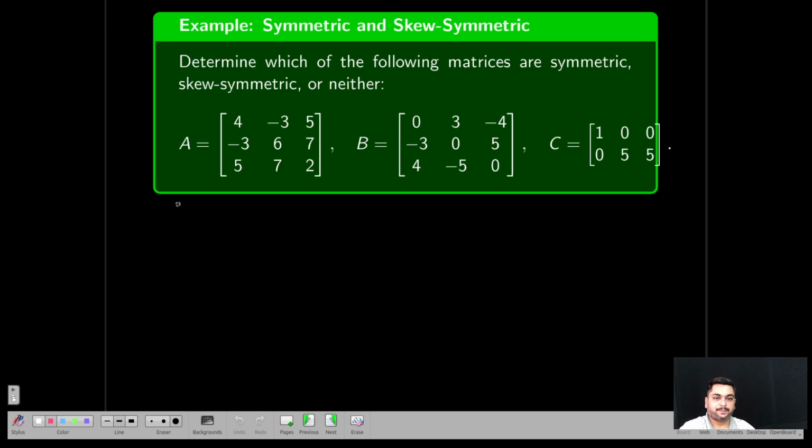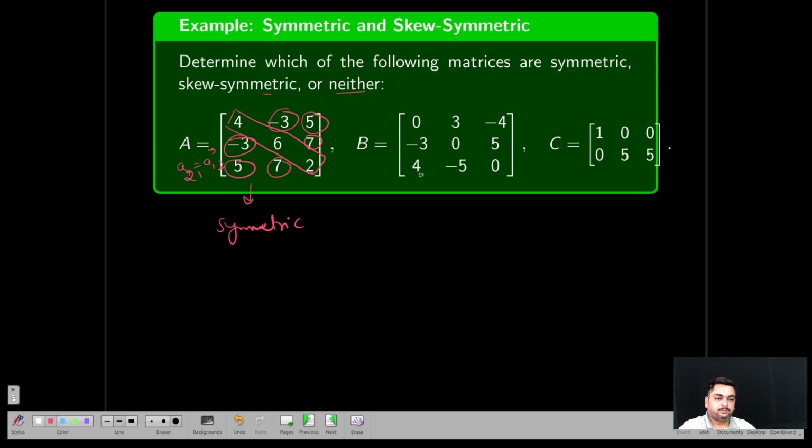Let us see an example. Determine which of the following matrices are symmetric, skew symmetric, or neither. Okay, so what is the symmetric condition? This is the principal diagonal. Either side of that should have the same element. That means this is A of ij, right? So A of 2, 1, second row first column, should be equal to A of 1, 2, that is first row second column. So this element and this element should be equal. This and this should be the same. So it is a symmetric matrix. It holds the properties of a symmetric matrix.